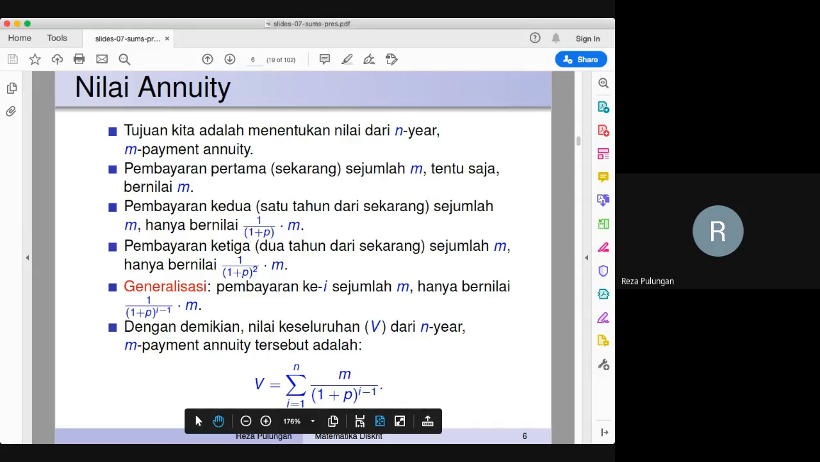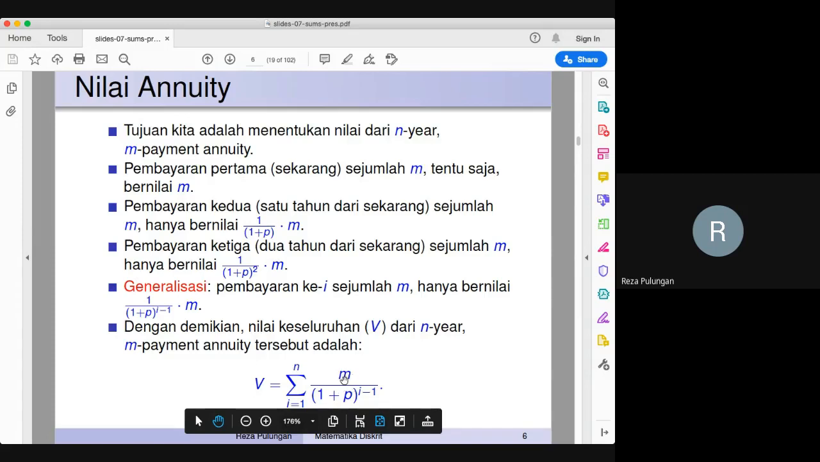Okay, let's continue. The whole sum, which is the whole value of the annuity, will be equal to the sum from i equals 1 until n. Remember, this i represents the payment. So the first payment is right now, the second payment 1 year from now, the third payment 2 years from now, and so forth. So i is equal to 1 until n, because we have n years, of M divided by 1 plus P to the power of i minus 1.